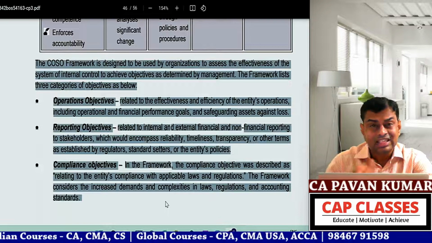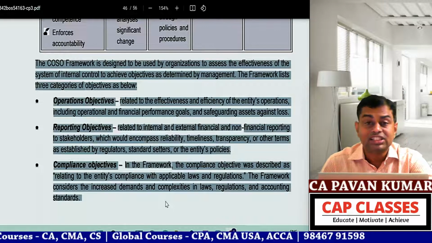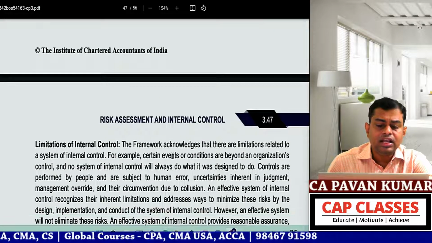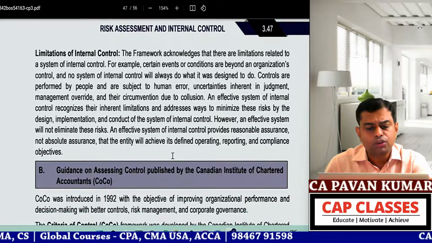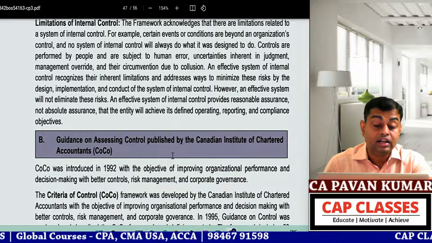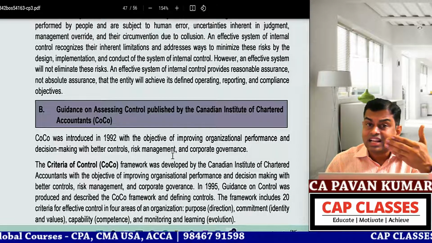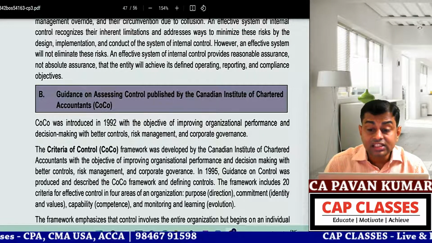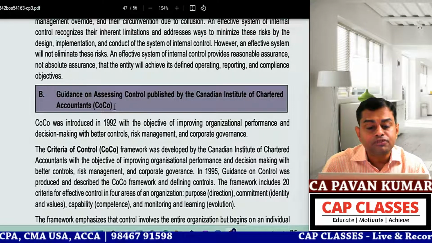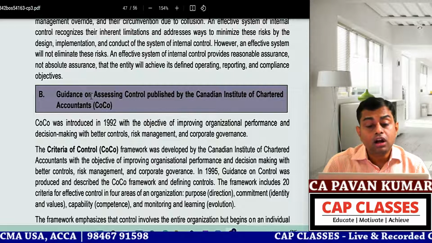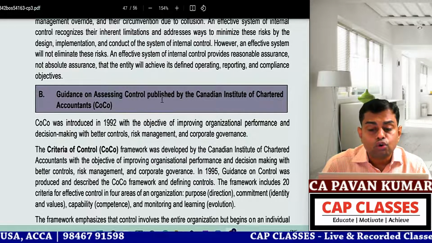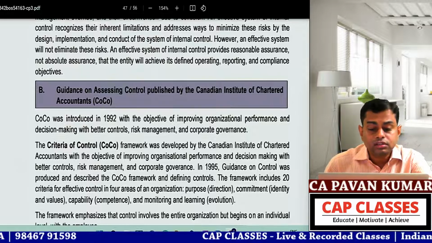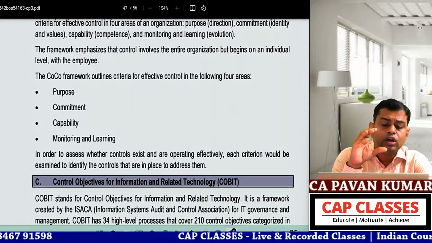So this is just a revision. Already we have discussed this in one of the sessions earlier. So shall we move further? And then there are certain limitations of internal controls. This also, okay. Then the second guidance. The first guidance is taken from COSO. The second guidance is COCO. This is called Guidance on Assessing Controls, published by the Canadian Institute of Chartered Accountants. For that, they have given one small para.